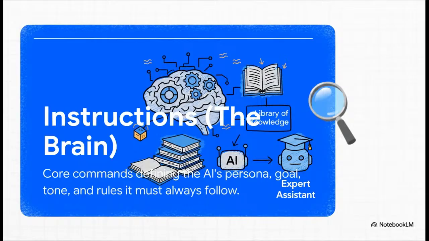Let's start with instructions. This is basically the AI's brain, or maybe its personality. It's the high-level controller for the entire experience. This is where you define its persona. Is it a formal, serious business analyst, or is it a witty, fun social media manager? You set its main goal, its tone of voice, and the absolute unbreakable rules it has to follow.